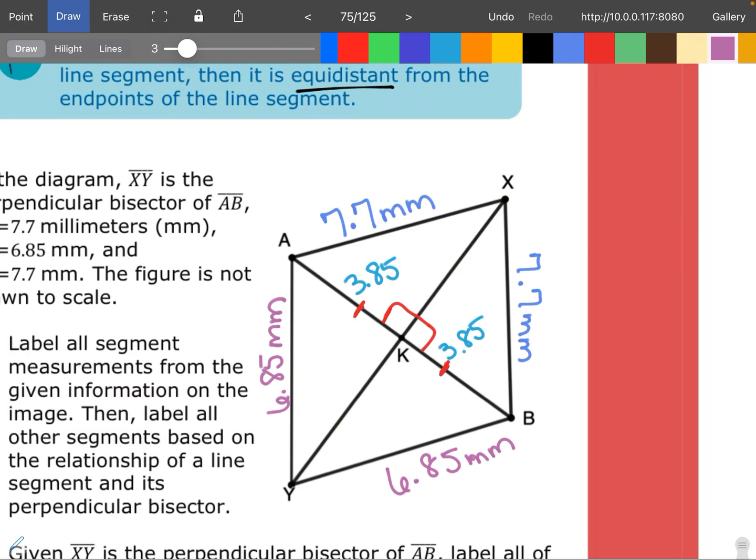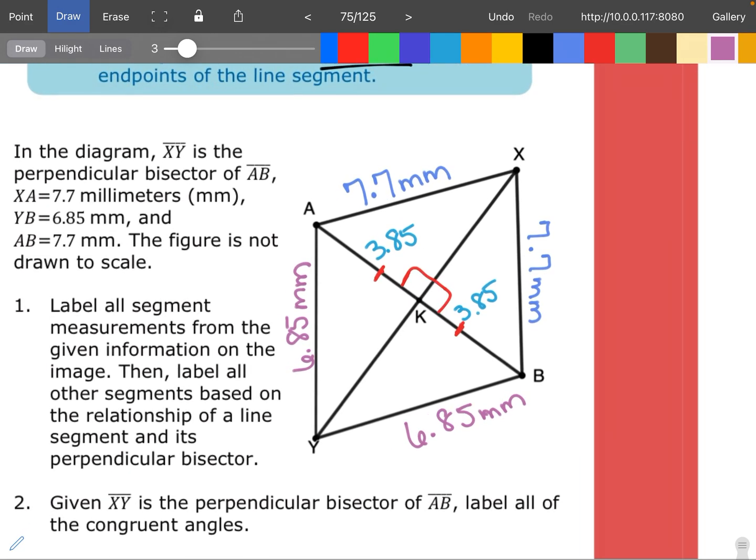Number 2 says, given that XY is the perpendicular bisector of AB, label all of the congruent angles. Okay, so when we folded it along the perpendicular bisector, I would know that this angle here, when I fold it over, is going to map on top of this angle here. So those two are congruent to each other.